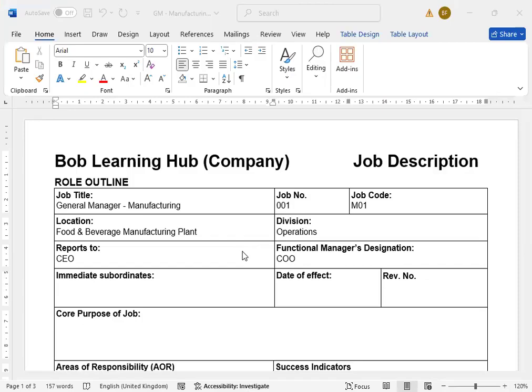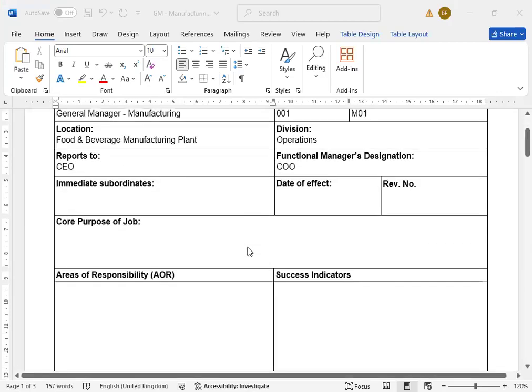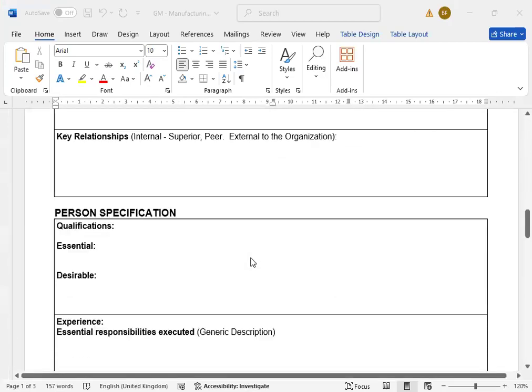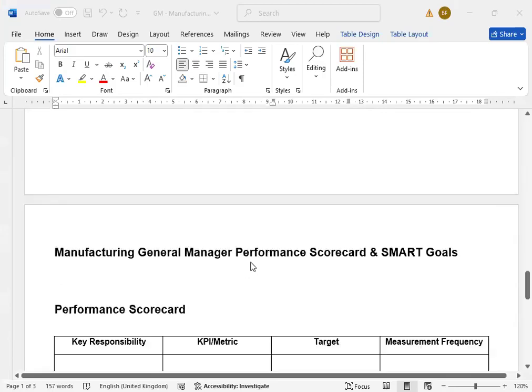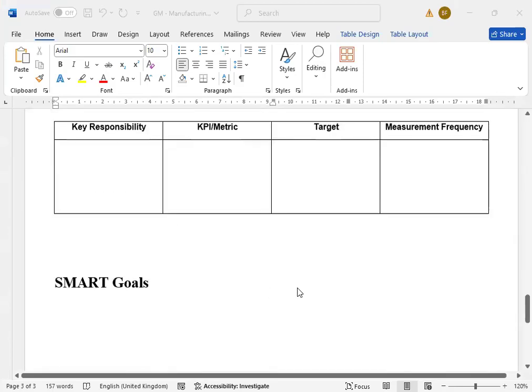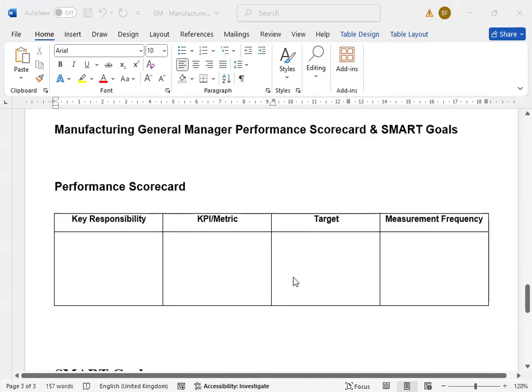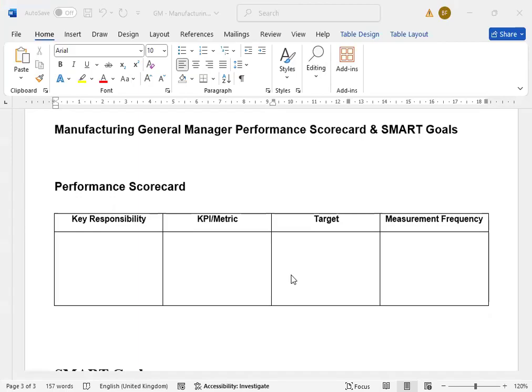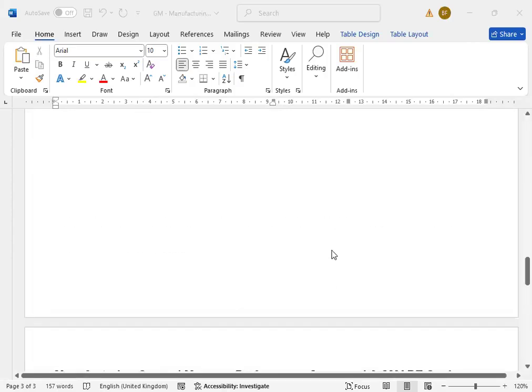Hey everyone, today I would like to share with you three things. The first one is the job description, the second one is the performance scorecard, and the third one is SMART goals. But I don't think I'll be able to do this in one shot. So, what I would like to do is a three-part video of these items: the job description writing, performance scorecard, and the SMART goals.